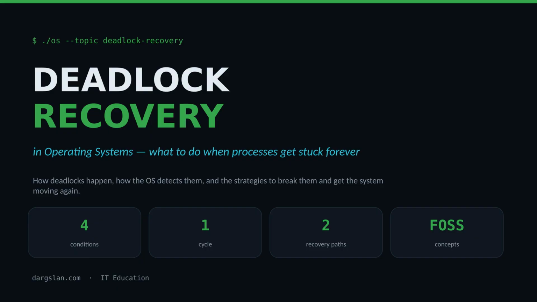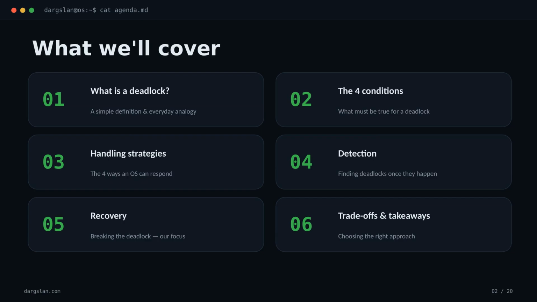We'll cover the 4 classic conditions, the single cycle that defines a deadlock, 2 main recovery paths, and a few core concepts to tie it all together. So here's the roadmap for our journey. We'll start with a simple definition of what a deadlock actually is, then look at the 4 conditions that must all hold true for one to occur.